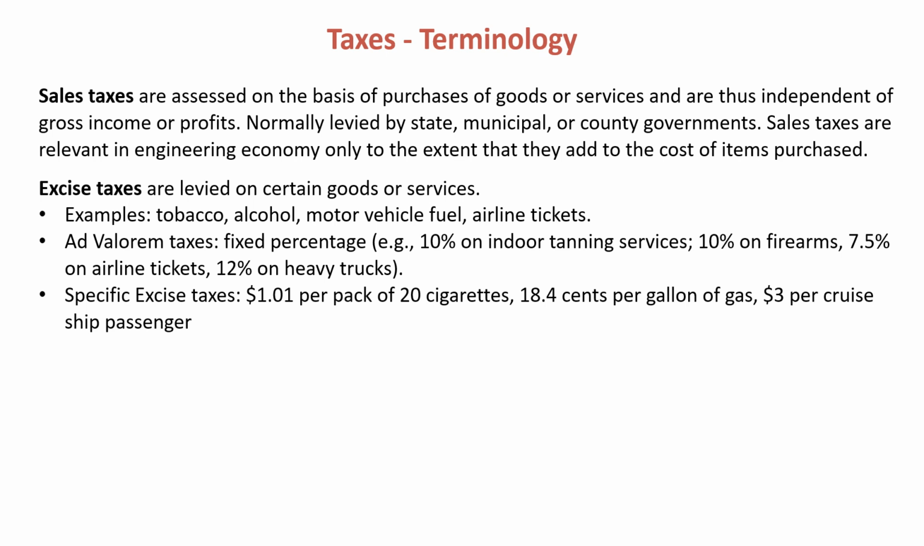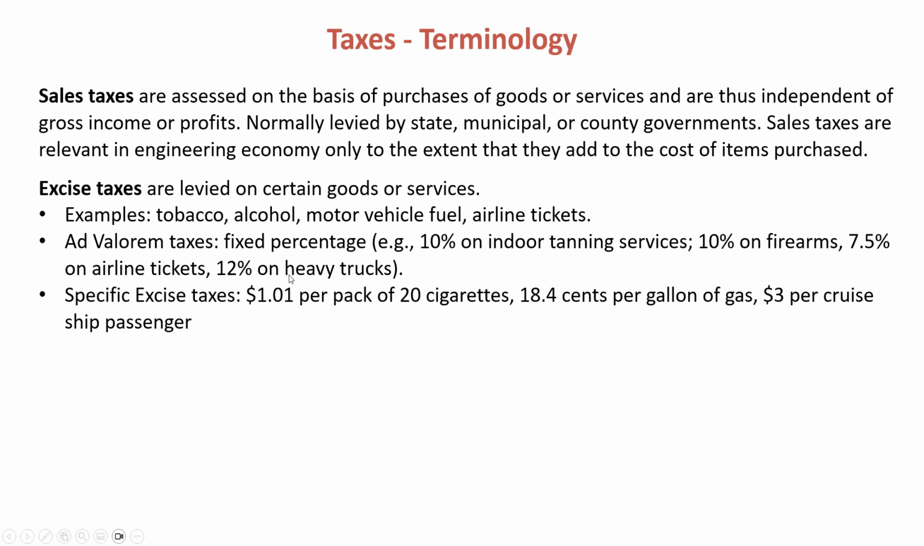It's just the dealer pays it and is adding that in when they're charging you for the item that you purchase. So there's 7.5% tax on airline tickets, 12% on trucks, and it goes on and on. So that's ad valorem. Specific excise taxes, rather than being a percentage, have a fixed dollar amount that applies.